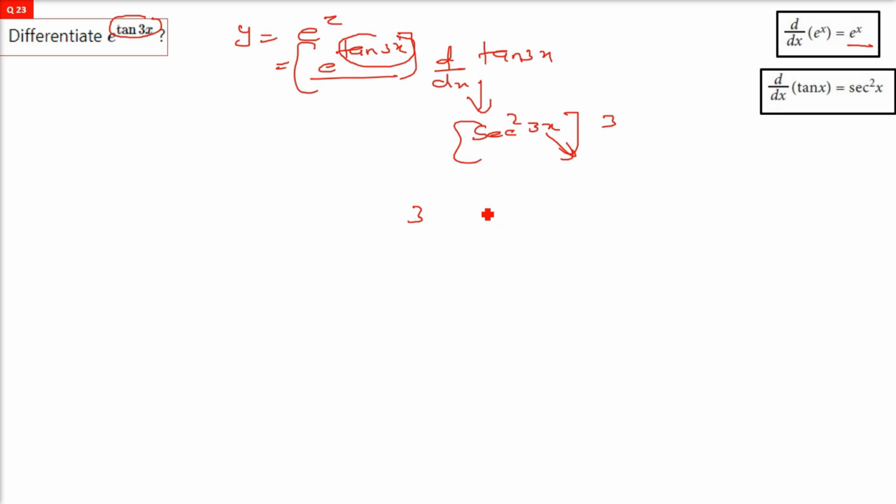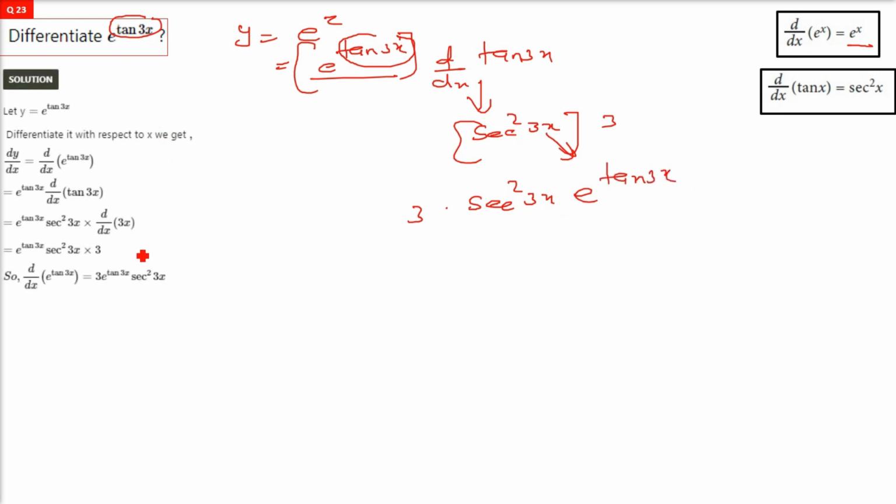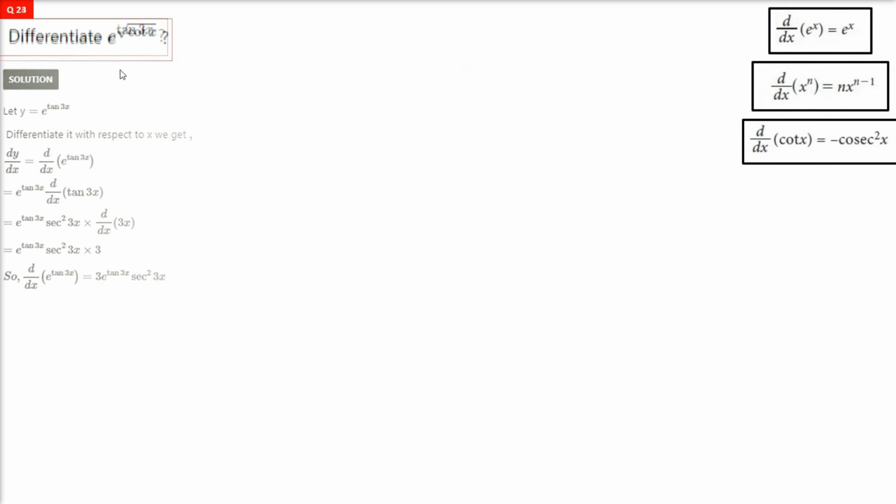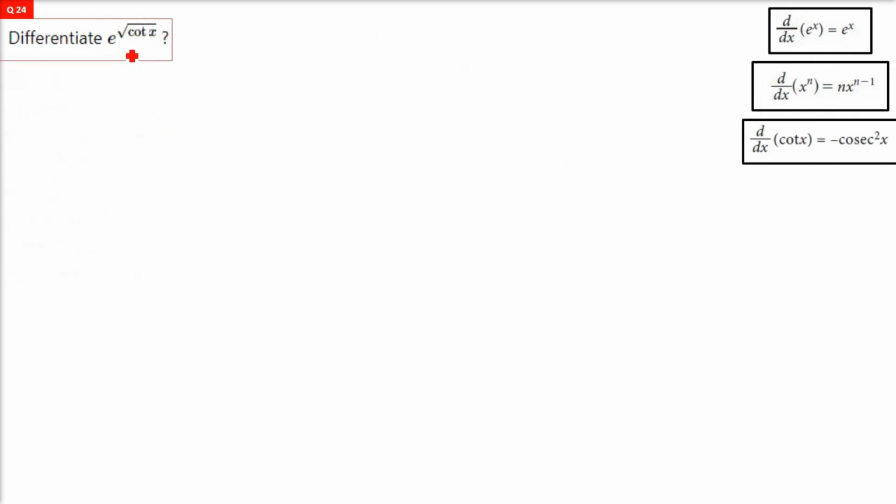You can write it either way you want, but write the answer so that the 2 or 3 terms do not seem to be combined. The better way is 3 e to the power tan 3x and sec square 3x. Whatever rule you are applying, you just write it here. If you see the answer, the product rule is not written. You have to write it there properly.